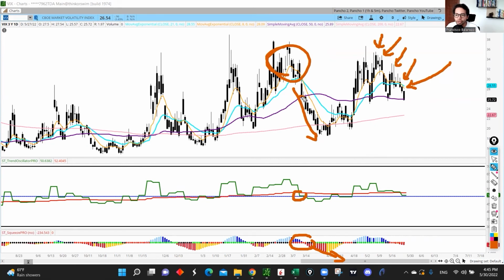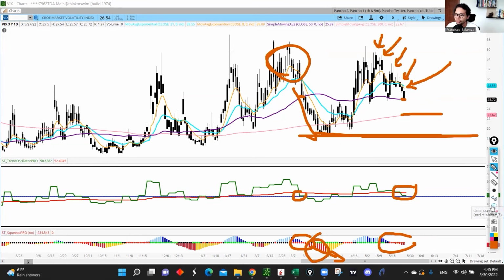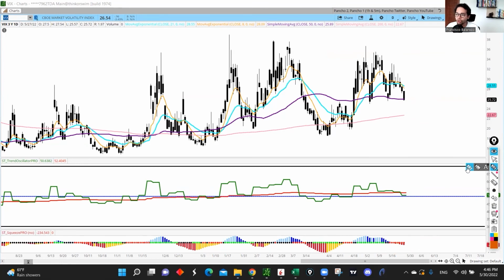You can see here that we tested that 50. Right here, we're testing that 50. The trend oscillator is breaking below that red line, and you can see that we have a squeeze pointing to the downside, which makes me think that we're at least going to come somewhere around this 200. If not, we're going to test these previous lows that we saw somewhere around March. So that's something super interesting, and I'm going to keep watching this chart for more confirmation.